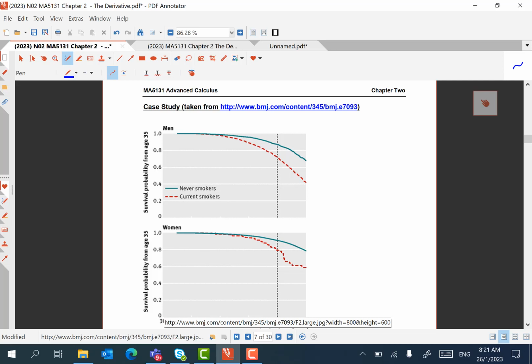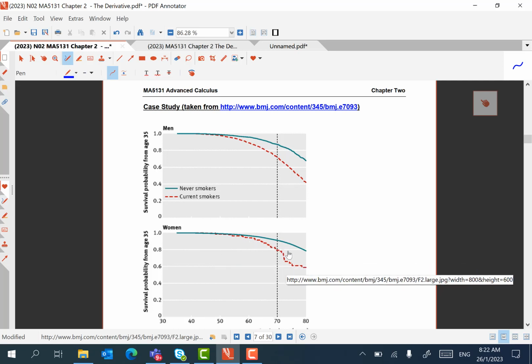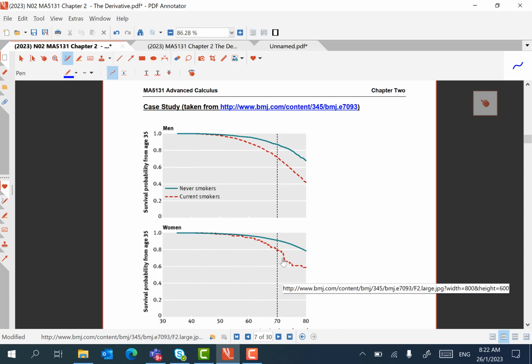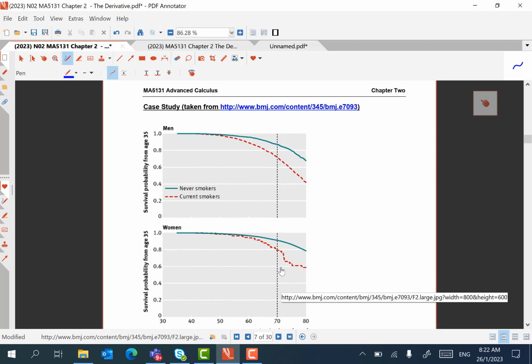It's interesting to note for the case of women, if you don't smoke, you compare to men, women have a better survival rate than men, sadly so. But what I want to highlight to you is, in this graph, it tells you that women who smoke, when you reach a certain age, their survival drops very quickly. Their chance of survival drops very quickly. It's a very fascinating thing, the gradient is very steeply negative. So the message up there is, don't smoke.